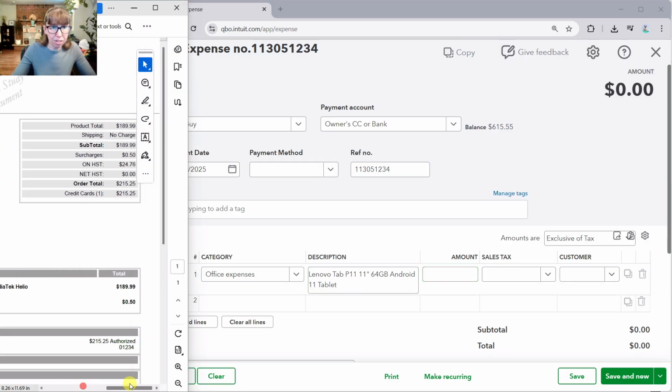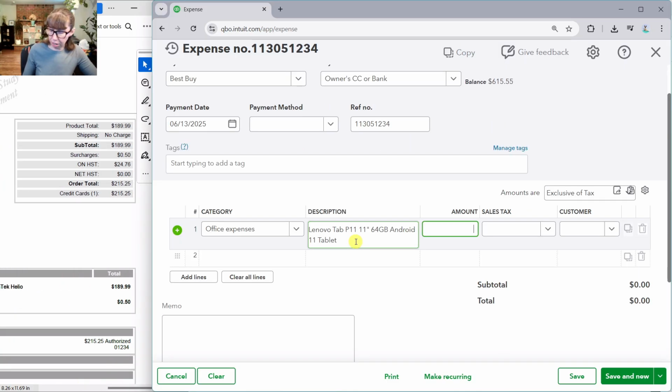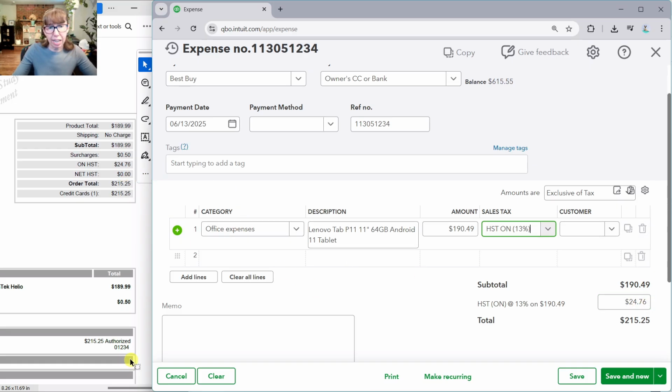And then the amount, let's put in the pre-tax amount of $189.99 plus 0.5, and there's HST. And just double check, $24.76, $24.76. Sometimes there's no HST on the environmental charge. You might need to tweak that. But other than that, this one's good to go. We're going to go save and new.